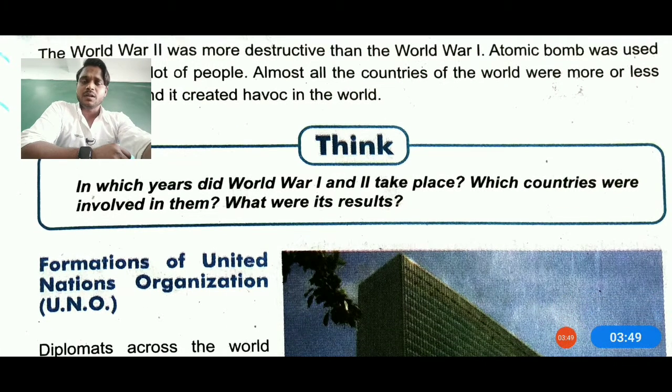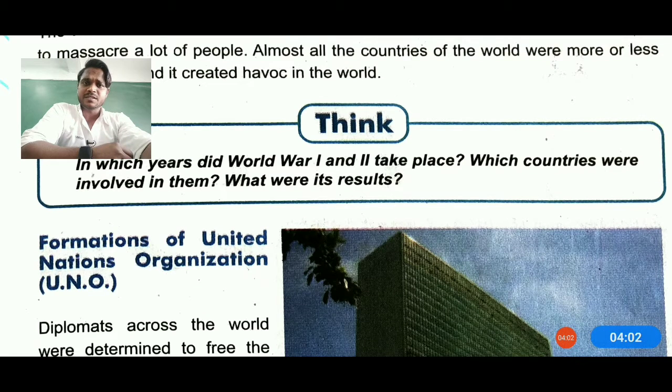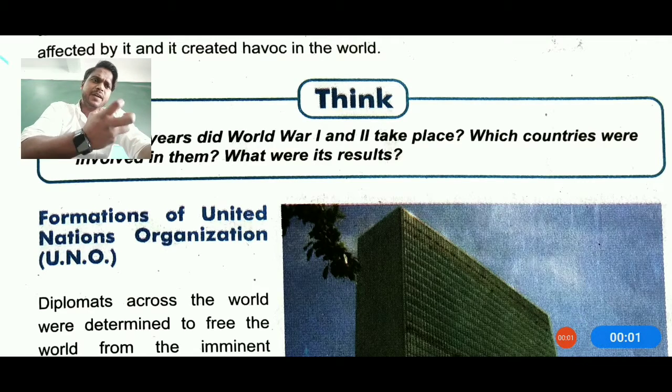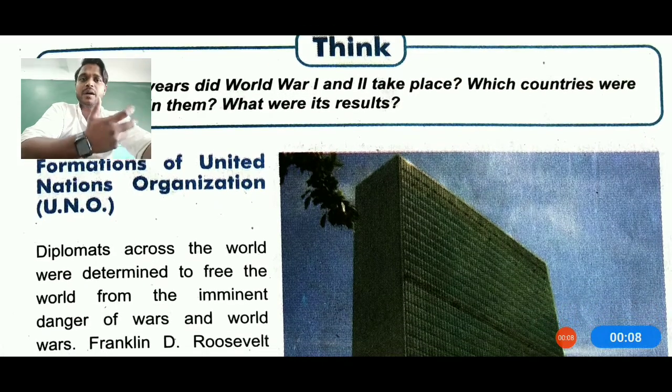World War II was even more destructive because atomic bombs were used. You must not have forgotten the case of Hiroshima and Nagasaki, which I have already told you about in previous lectures or general discussion. Almost all the countries of the world were more or less affected by the massacre of people. It was a kind of havoc for the people and the countries, and that's how the United Nations organization, the UNO, was formed.